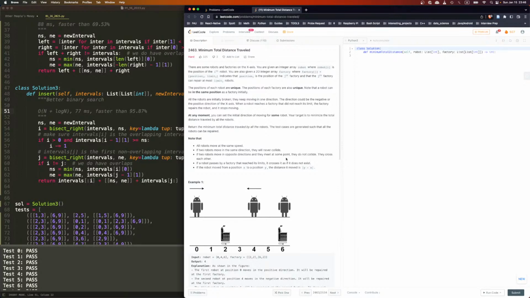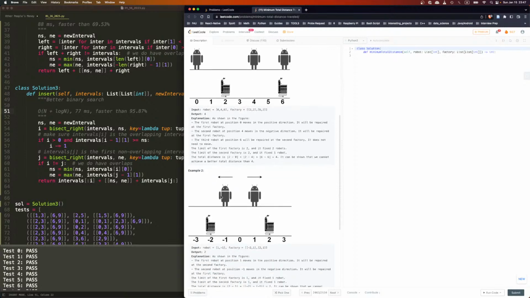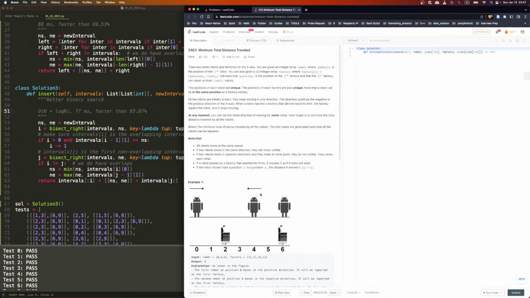All robots move at the same speed. If two robots move in the same direction, they will never collide. If two robots move in opposite directions and they meet at some point, they do not collide, they cross each other. If a robot passes by a factory that reached its limit, it crosses as if it does not exist. If a robot moves from position x to y, the distance it moves is y minus x. So this one is already here, so I can fix immediately. This one is 2 plus 2 is 4. I see. This one is 2. Okay. I'll think about it during sleep today.